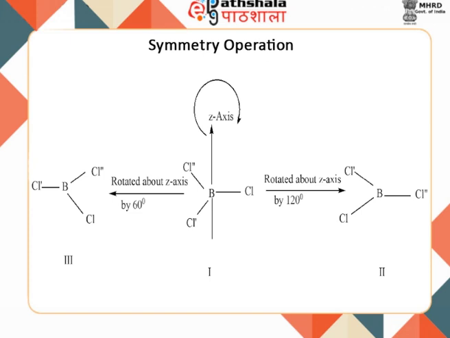1 and 2 are indistinguishable orientations. Therefore, the rotation of the BCl3 molecule about the z-axis by 120 degrees is a symmetry operation. On the other hand, 1 and 3 are distinguishable orientations, and therefore the rotation of the BCl3 molecule about the z-axis by 60 degrees is not a symmetry operation.